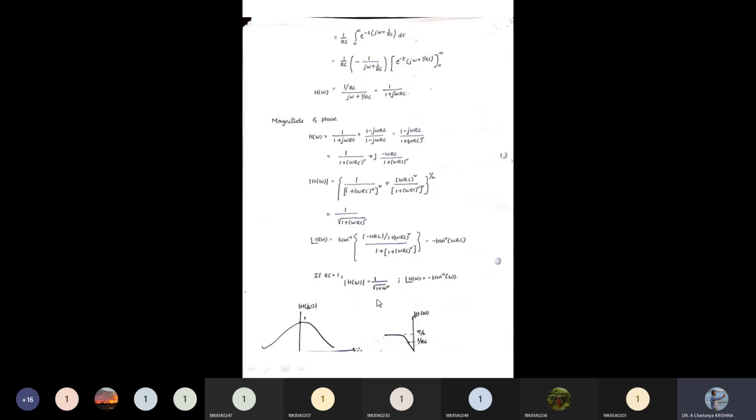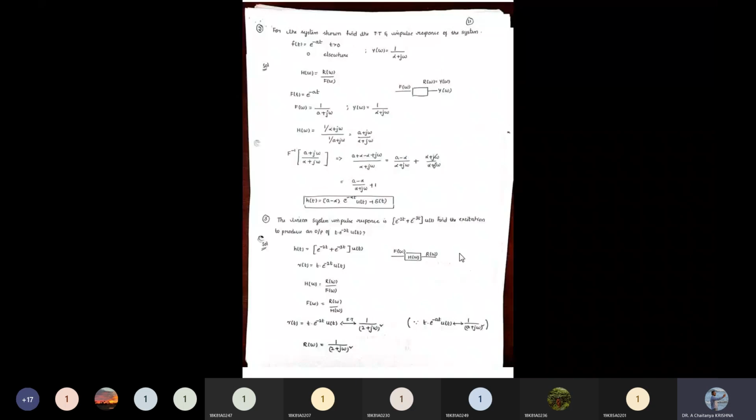Okay, if we know different RC values, that is the resistor and capacitance values, they are constant values. If RC equals 1, it becomes 1 by under root of 1 plus omega square. The frequency phase response becomes minus tan inverse of omega rc, and with rc equal to 1, it is minus tan inverse of omega. That is the magnitude response and phase response we have to find.